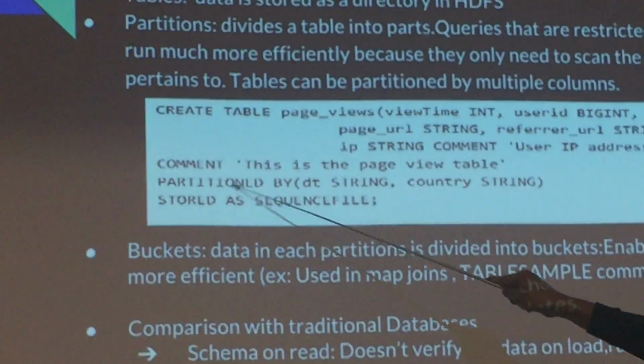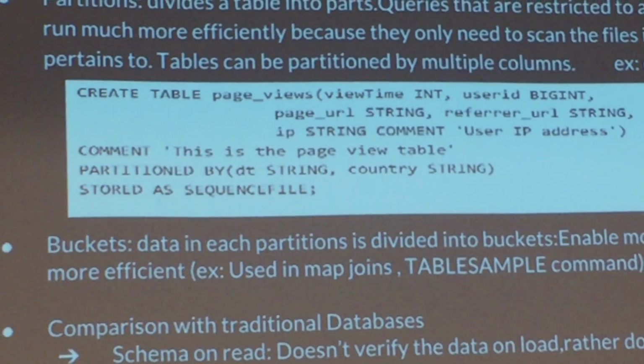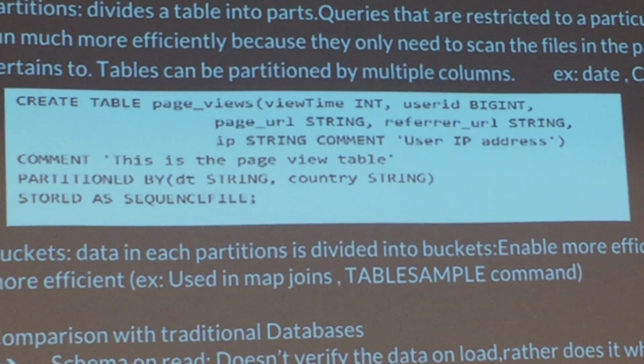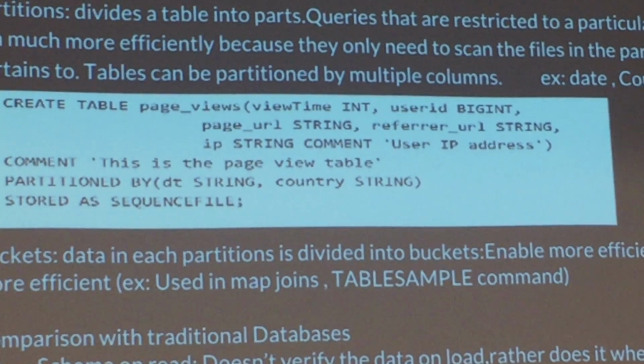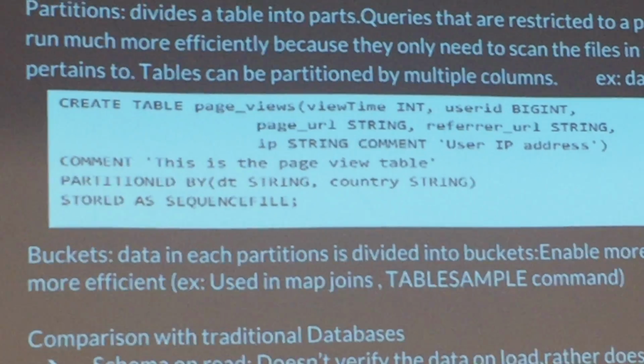For data models, it's simple tables with rows and columns, and the tables can be divided into partitions with respect to the columns. Like if we specify this clause, partition by, the partitions created would be based on these two columns, like date and country. So these partitions are basically chunks which are distributed across the cluster. And the partitions are further divided into buckets.